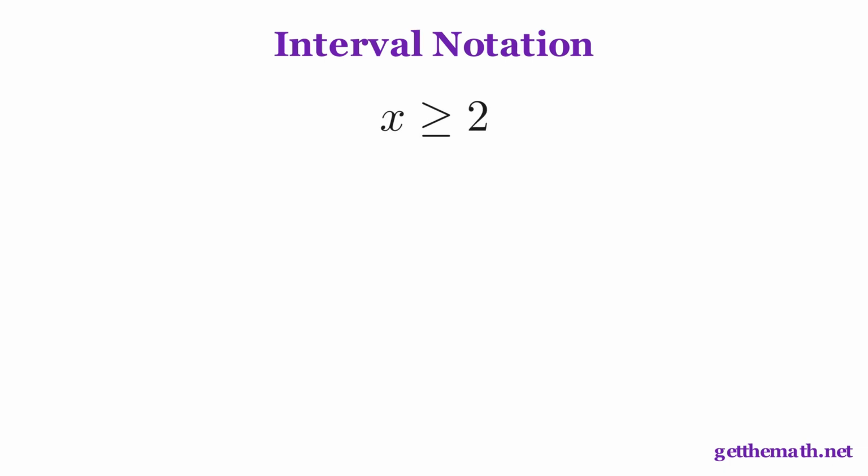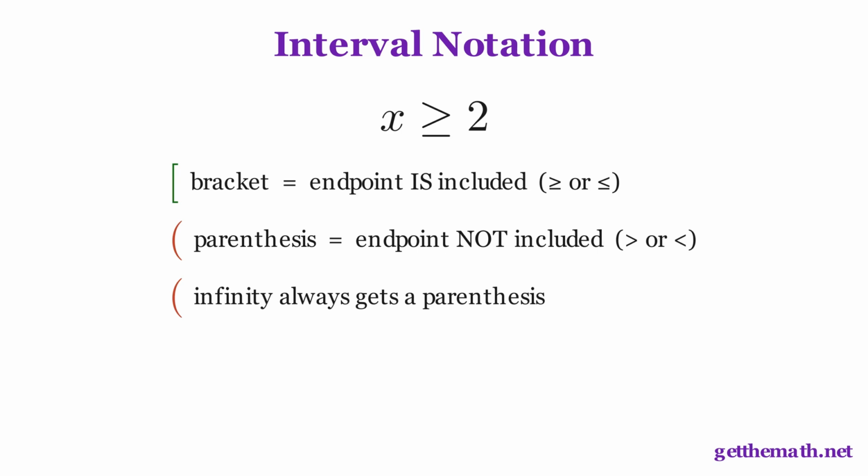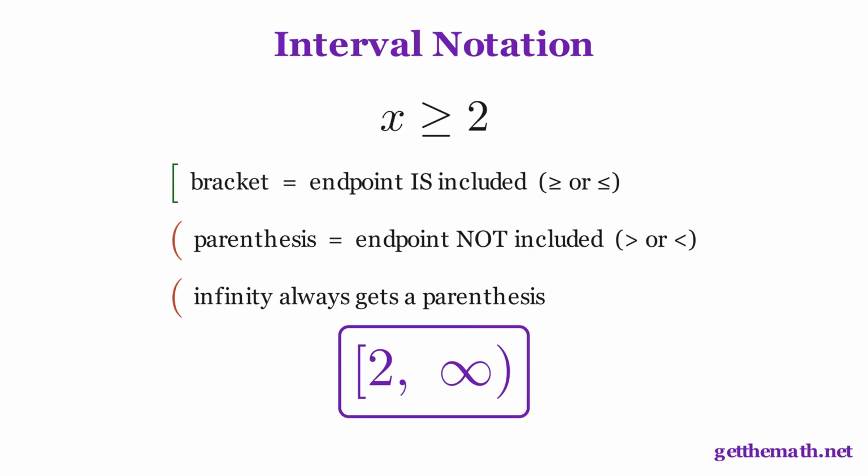Now let's write the answer in interval notation. x is greater than or equal to 2. That means x starts at 2 and goes to positive infinity. In interval notation, we use a bracket next to 2 because 2 is included. And we use a parenthesis next to infinity because infinity is never included.